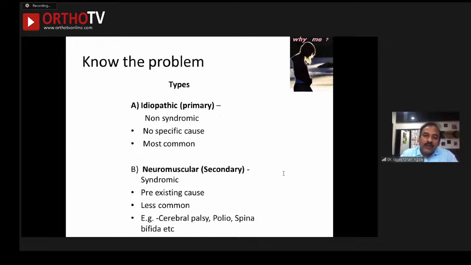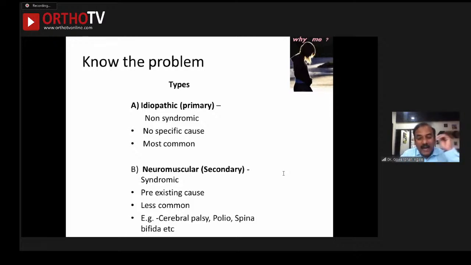The neuromuscular or secondary or syndromic clubfoot are obviously less common, up to 10%, and treatment is going to be a little bit tedious for them. The causes are different, like neural tube defects, spina bifida, or some congenital anomaly associated with trisomy 18 and something like that.